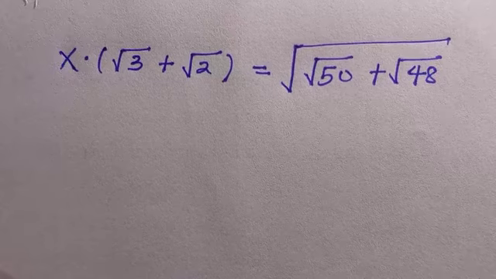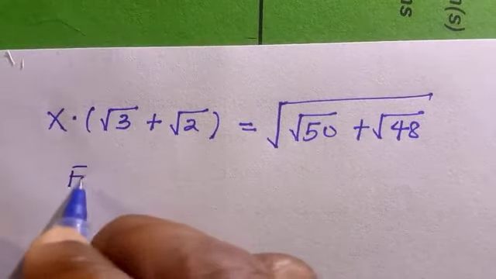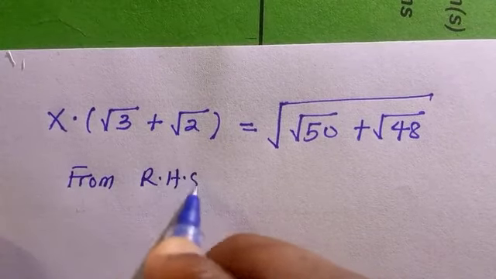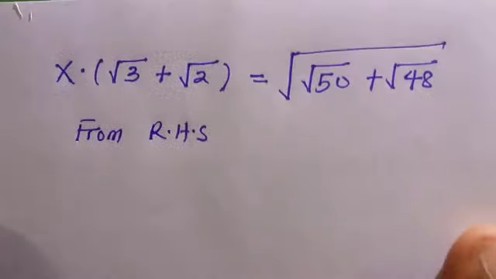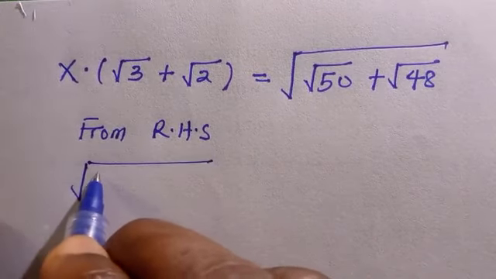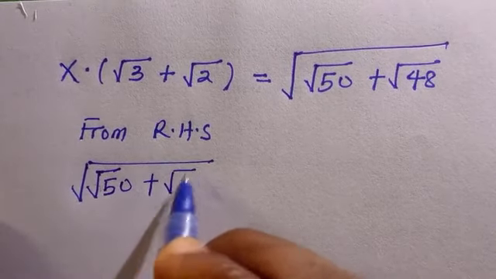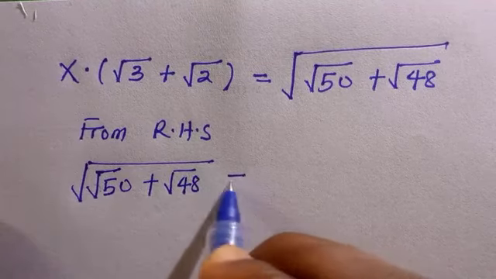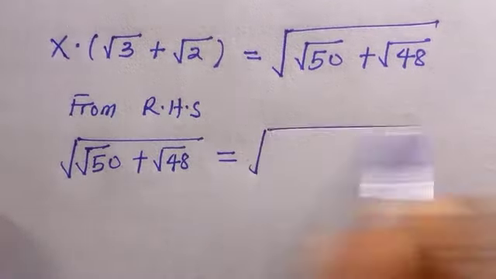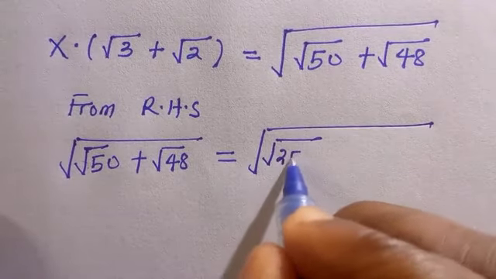The first thing we are going to do here is, so there are two different sides here, the right and the left hand side. So we consider the right hand side of this problem, which says the general root of root 50 plus root 48. This is equivalent to, we can break this 50 into the product of one perfect square and the other which is imperfect.